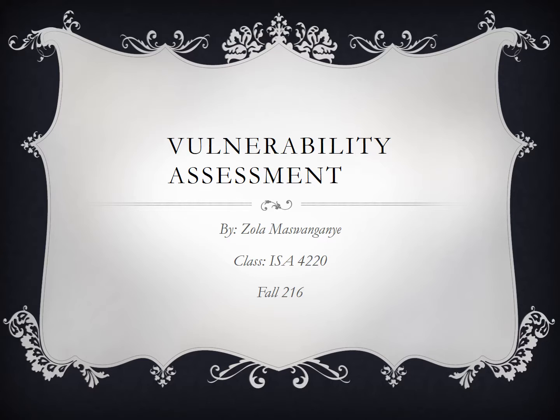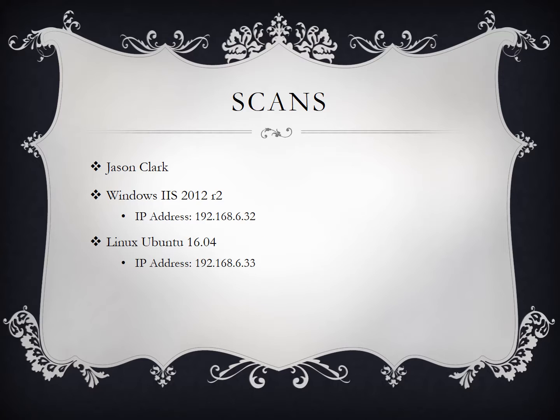Hi, my name is zmaswan1 from ISA4220 Fall 2016, and today I'm going to be discussing vulnerability assessment scans. The scans that I'm going to be discussing are from one of my class partners, Jason Clark, and the scans are Windows 2012 R2, and the IP address for the Windows system is 192.168.6.32, and then the Linux Ubuntu 16.04 server with an IP address of 192.168.6.33.